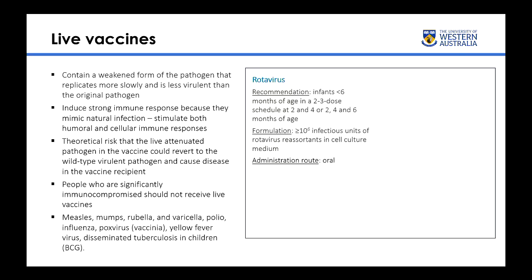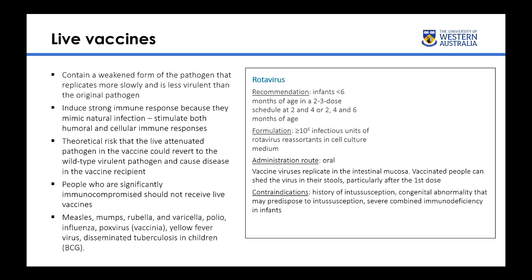I've already talked about these. With a weakened form of the pathogen, there is a risk that it can revert to a virulent form. People who are significantly immune compromised should not receive them, and here are some of the diseases for which we have live vaccines. One good example is rotavirus, which we spoke about before. That's given orally to infants who are 6 months or younger, 2 or 3 doses, depending on the brand being used. The virus will replicate in the mucosa. And it's important again that people are aware that the virus can be shed in the stool.